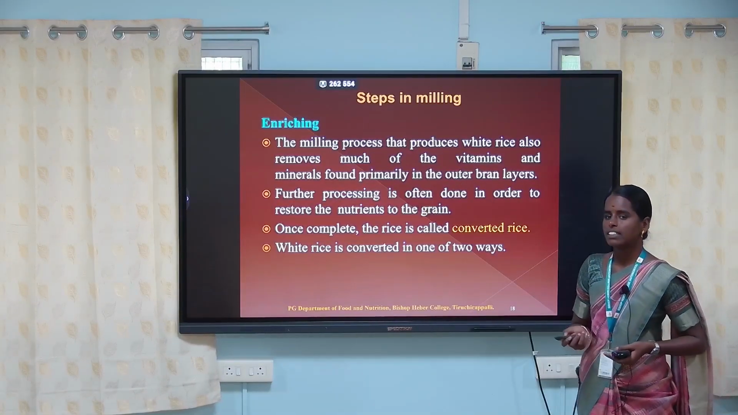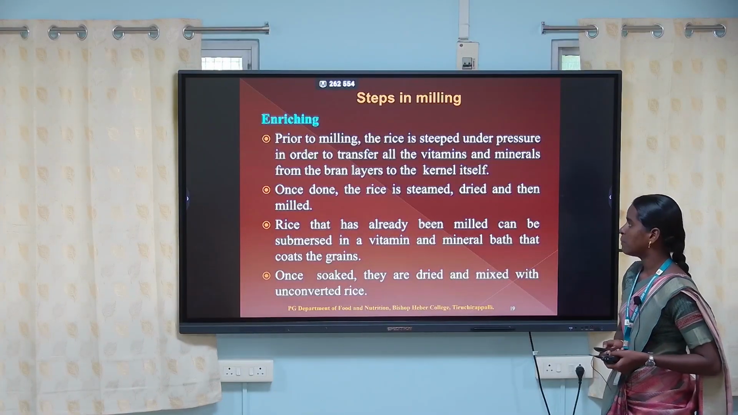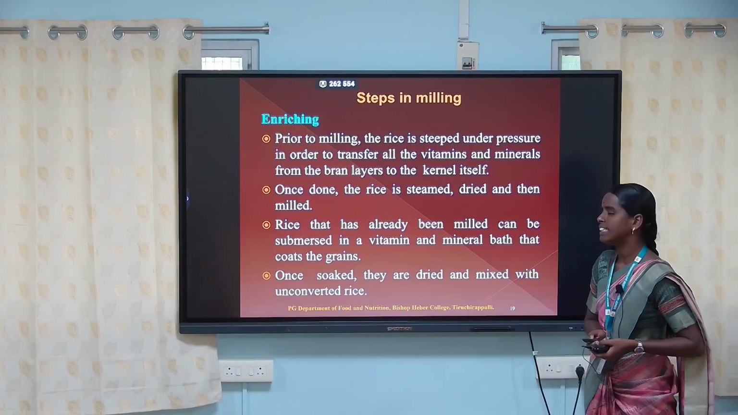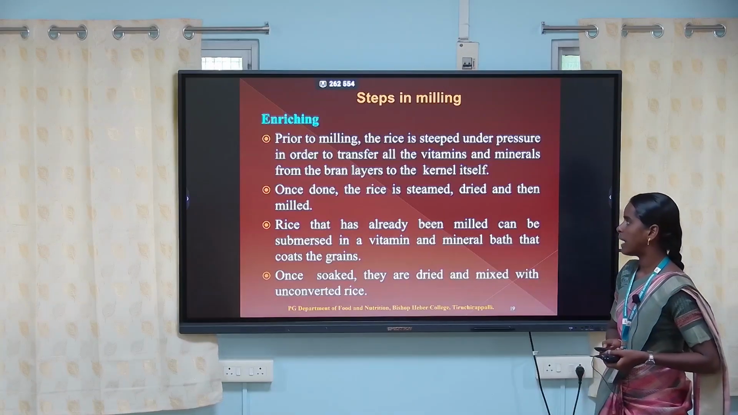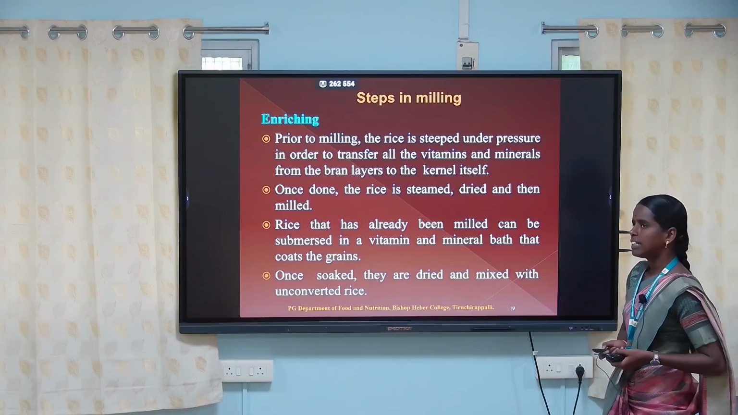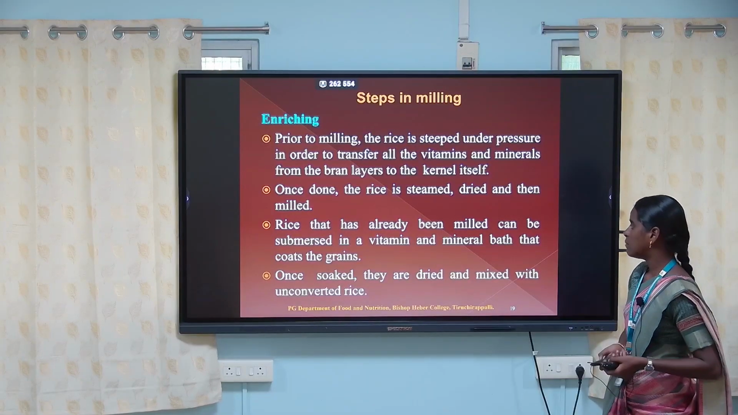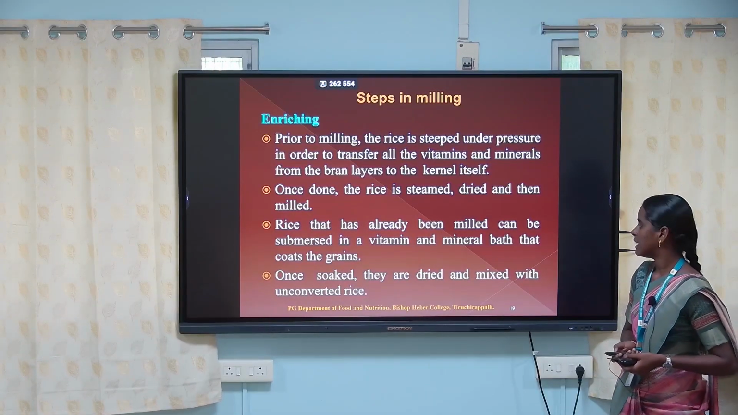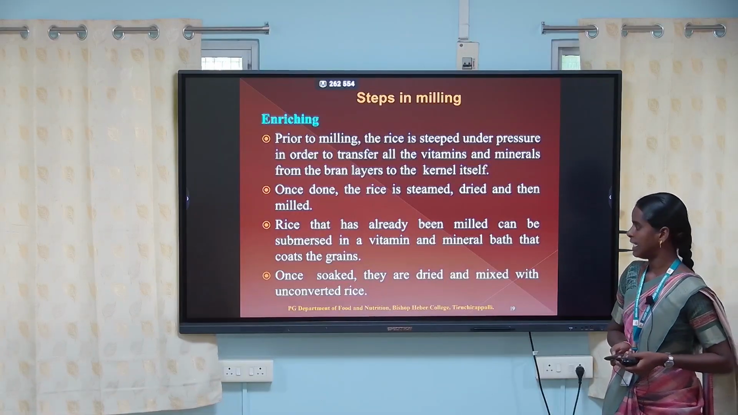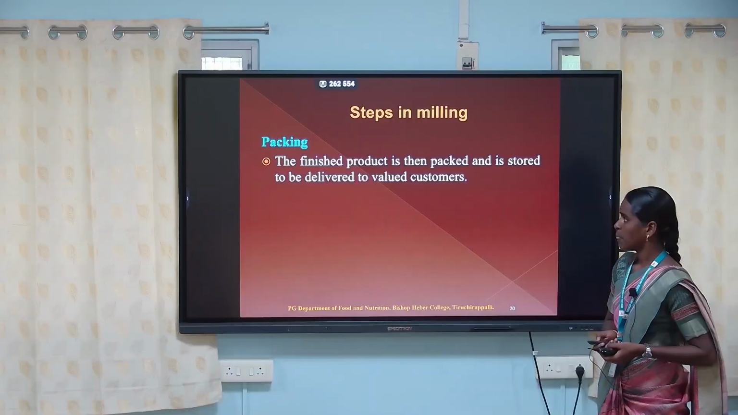White rice is converted in two ways. The first one is, prior to milling, the rice is steeped in order to transfer all the vitamins and minerals from the bran layers to the kernel itself. Once done, the rice is steamed, dried and then milled. If the rice is already milled, it can be submerged in a vitamin and mineral pot that coats the grains. Once soaked, they are dried and mixed with the unconverted rice.